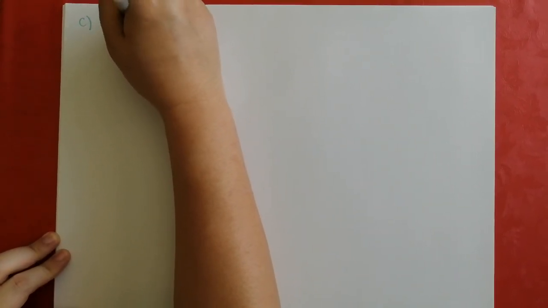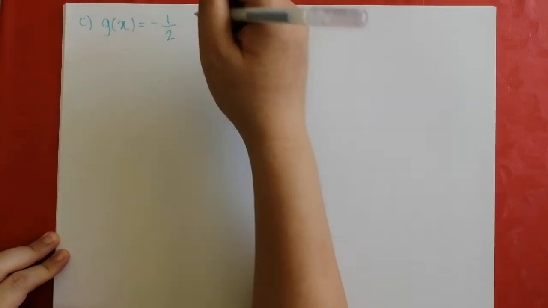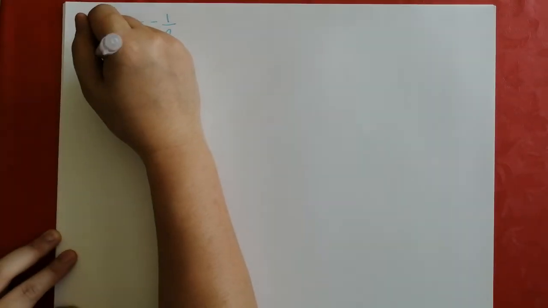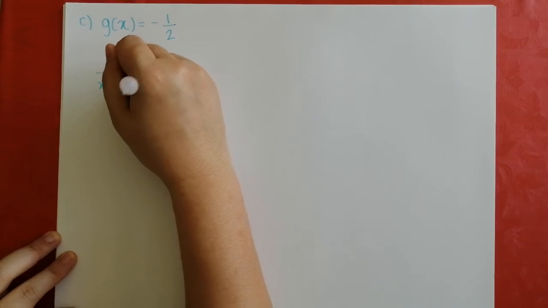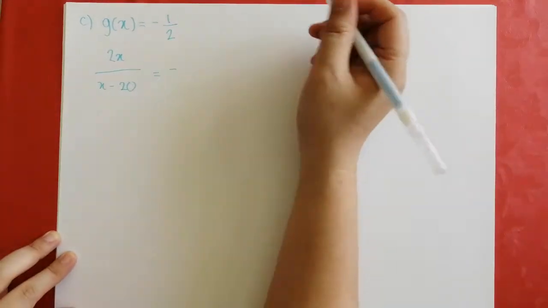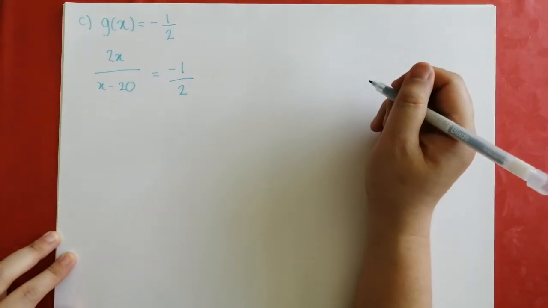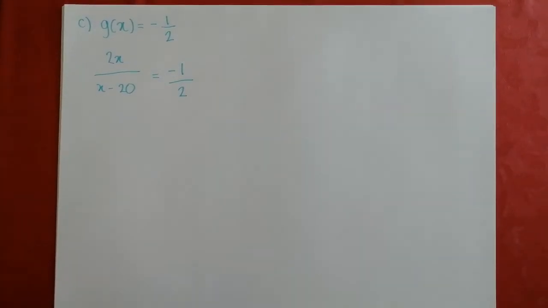So part C is calling you to solve when g of x is equal to negative 1 over 2. We know that our function g just now, 2x over x minus 20, is equal to negative 1 over 2. So from there, we can just cross multiply.